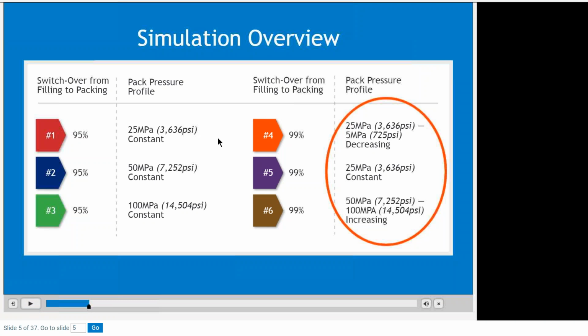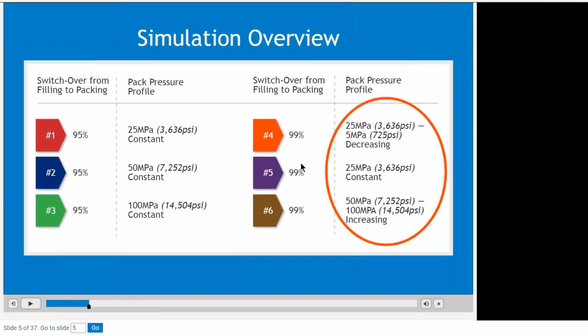Just to recap, it's a big table, I know, but we take this part you just saw and switch over from fill to pack at 94 to 95%. We have 3 different pack pressure profiles at 25 megapascals, which is about 250 bar, about 3,600 psi, as you can read, and 50 megapascals and 100 megapascals. So same switchover point, different pressure profile during packing. I will look at the tracer and the internals, what will happen.